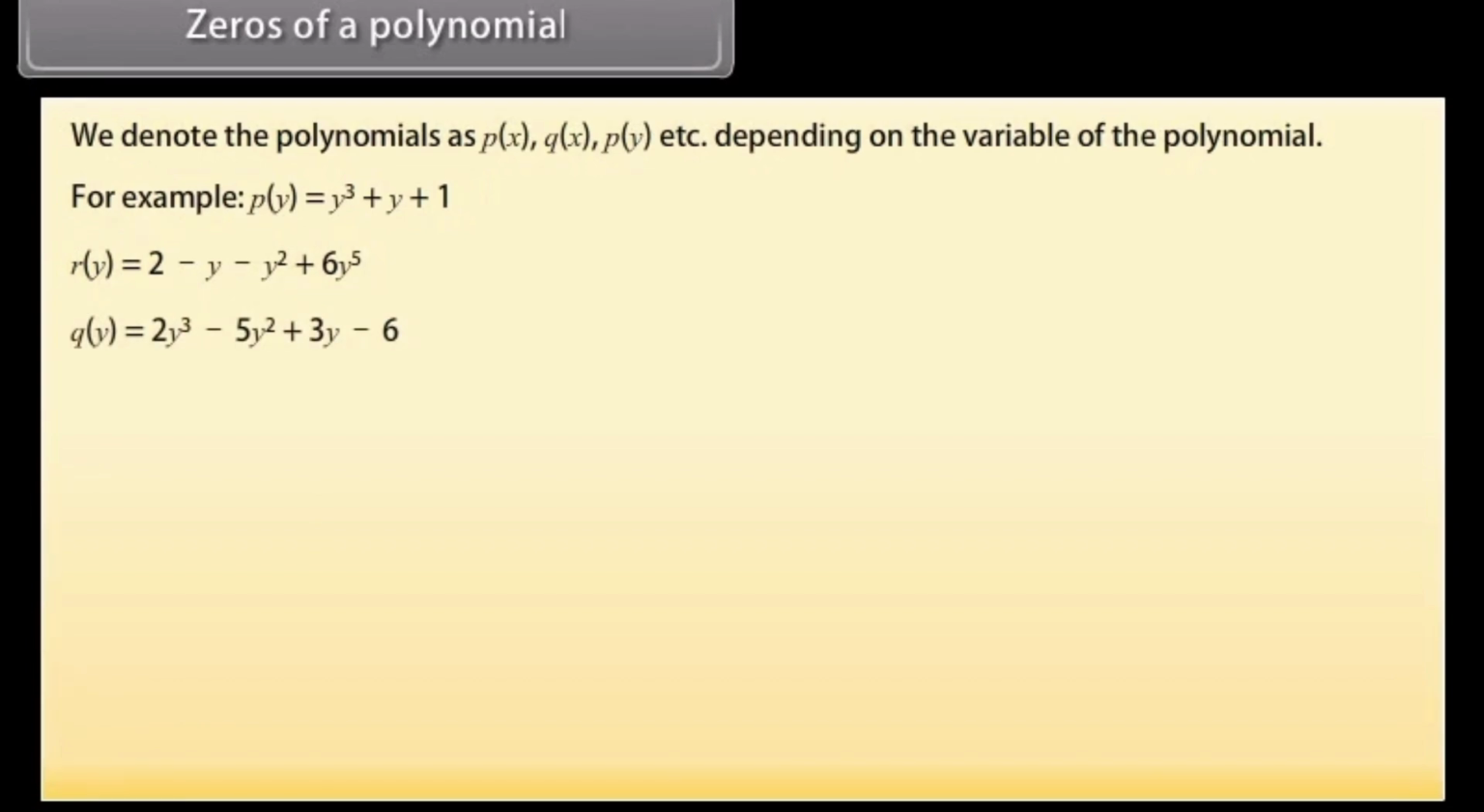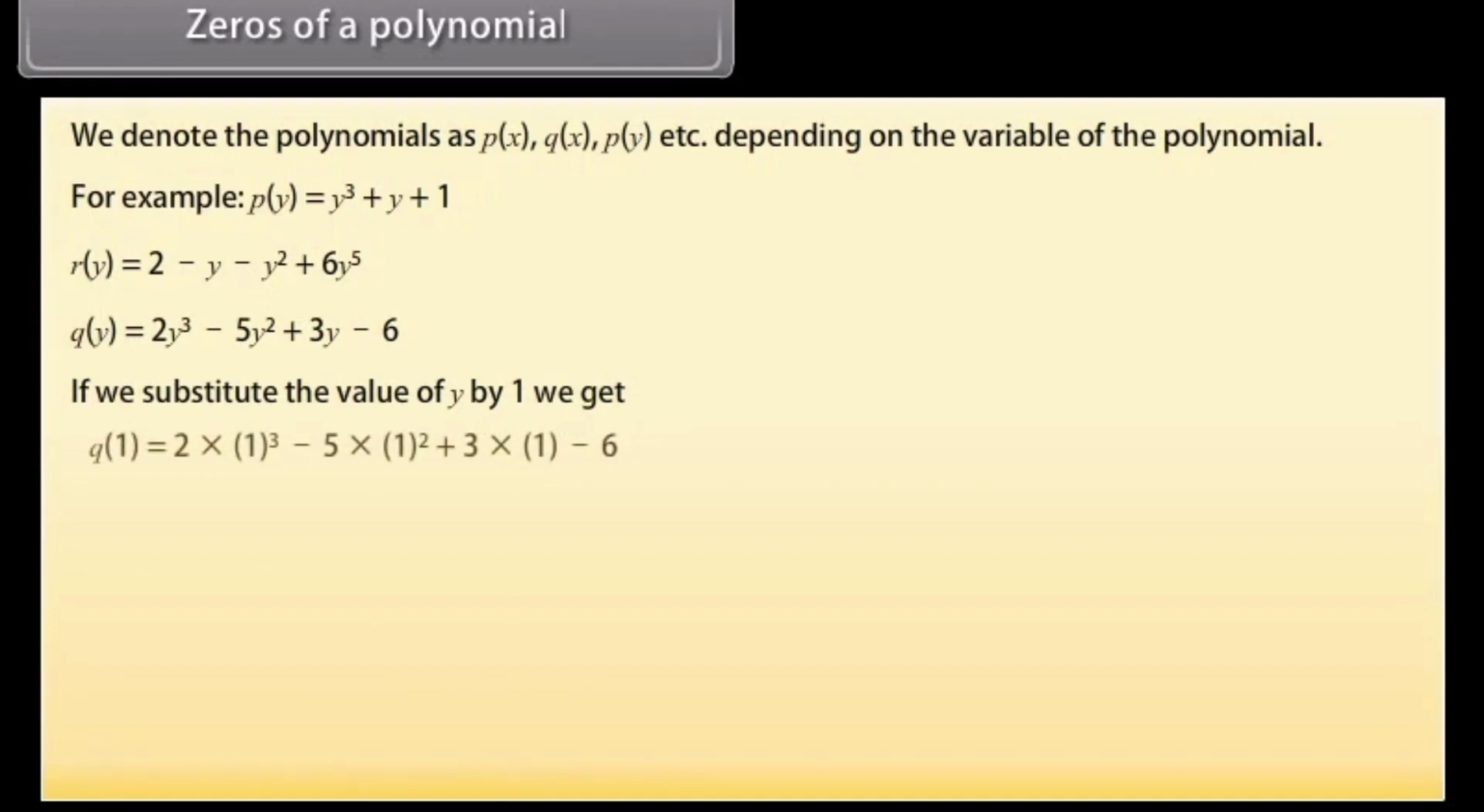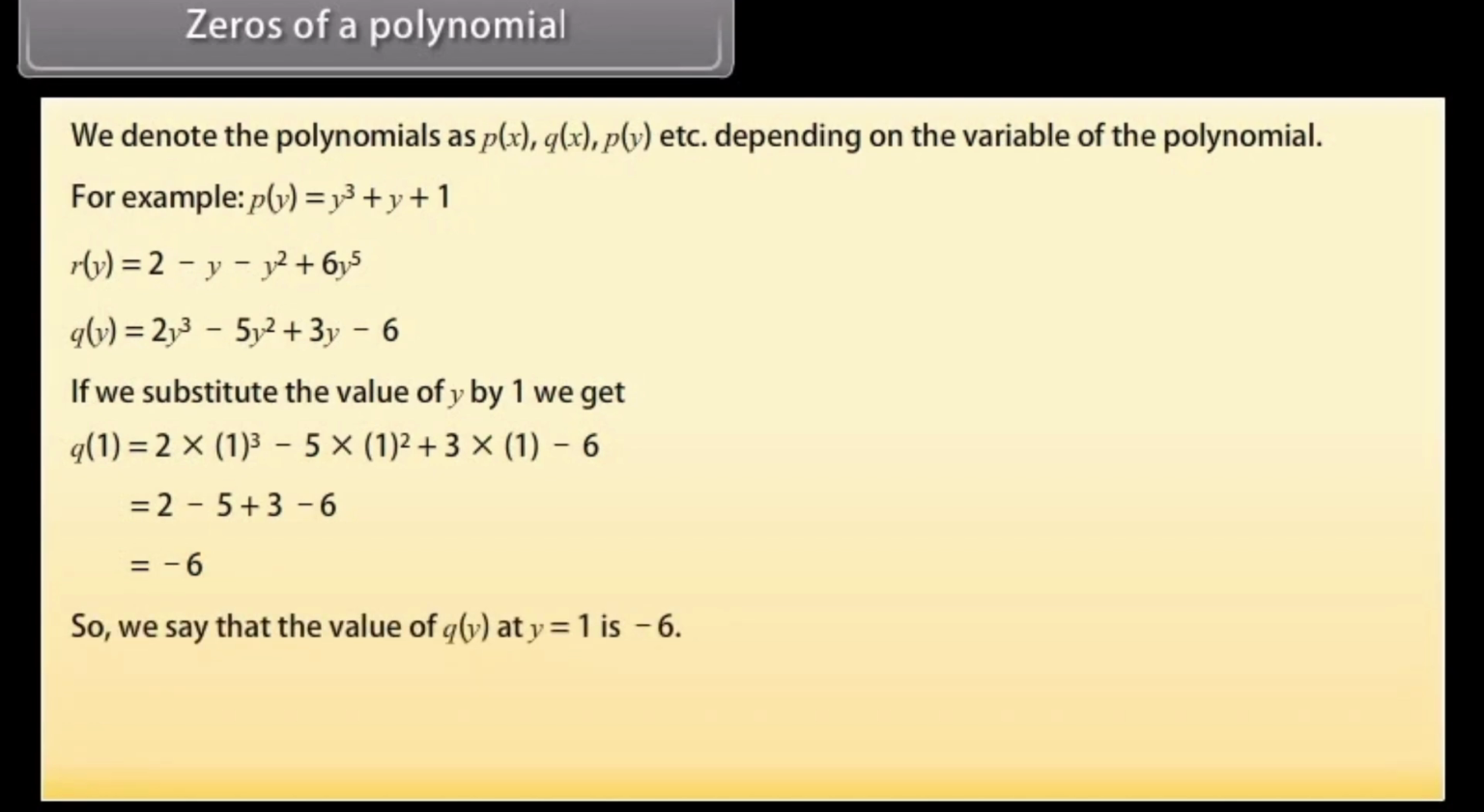Look at this polynomial now. q(y) is equal to 2y cubed minus 5y squared plus 3y minus 6. If we substitute the value of y by 1, we get q(1) is equal to 2 into 1 cubed minus 5 into 1 squared plus 3 into 1 minus 6, which is equal to 2 minus 5 plus 3 minus 6, which is minus 6. So we say that the value of q(y) at y is equal to 1 is minus 6.